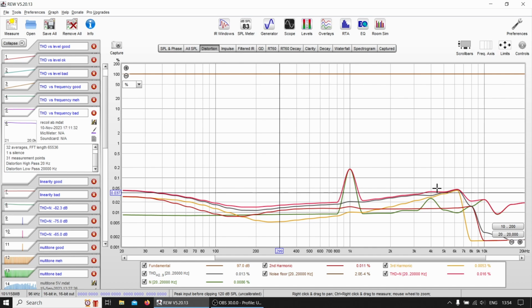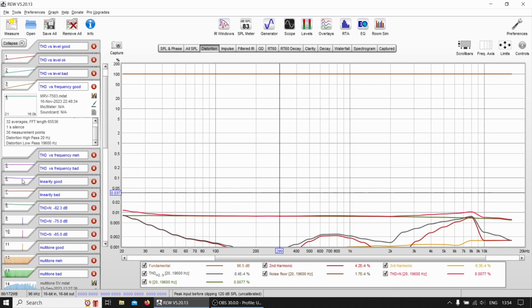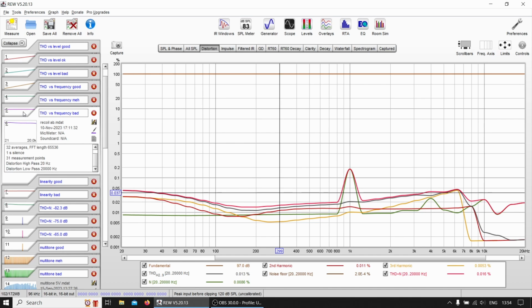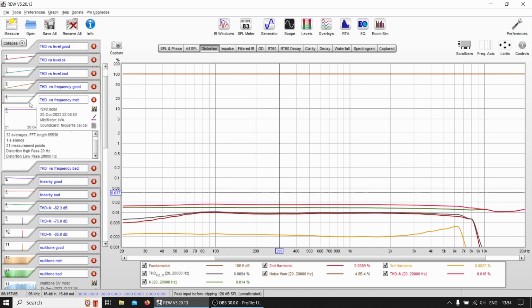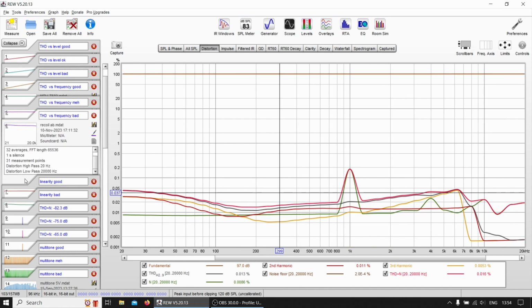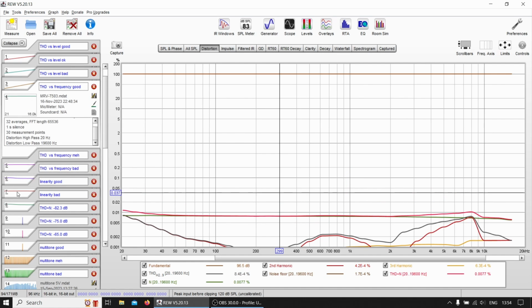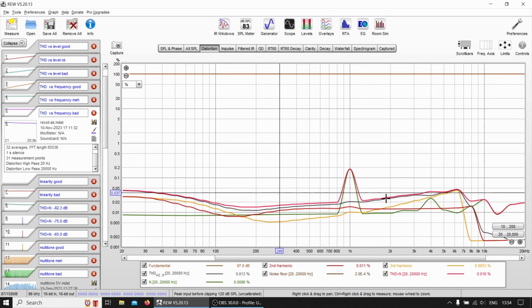Now, are you gonna hear it? Probably no, but this is the thing, in these measurements, I'm not talking about what you actually hear, but how amplifiers compare to each other. So if you compare this and this, you can clearly see which one performs better and in general is a better design. So that's the other one, THD versus frequency.